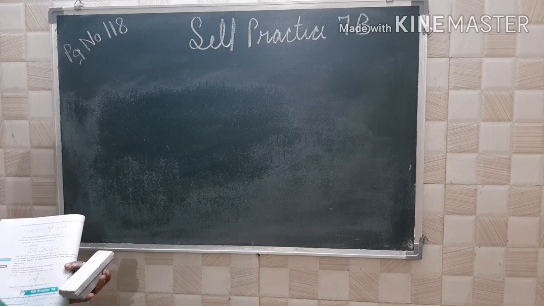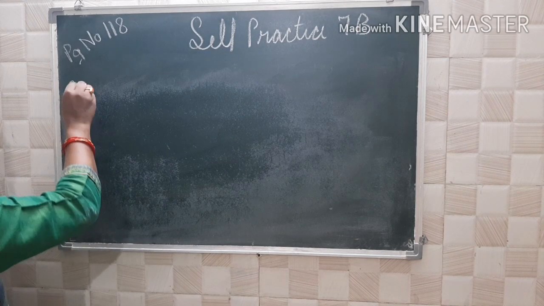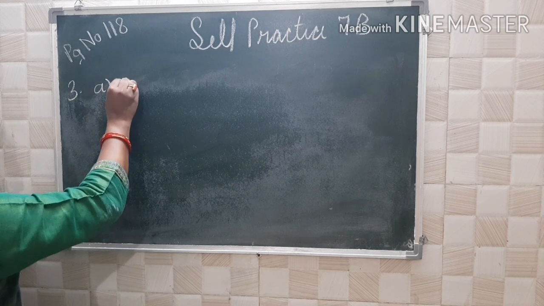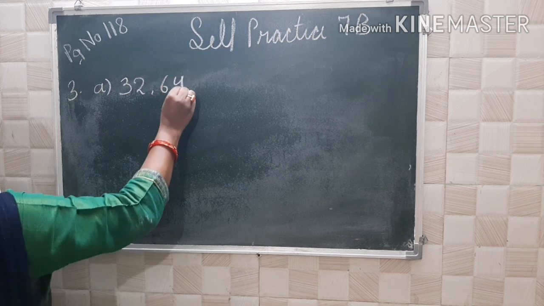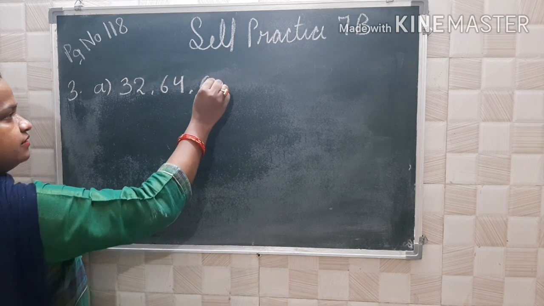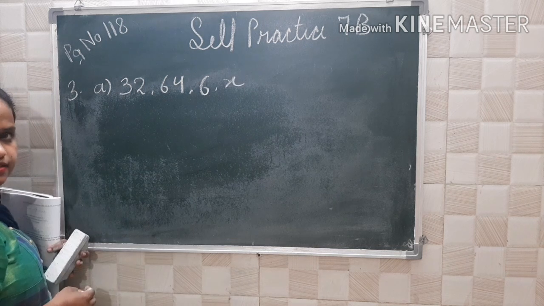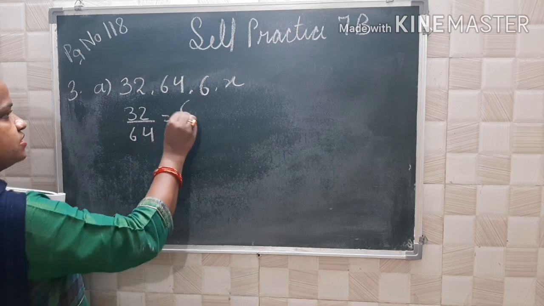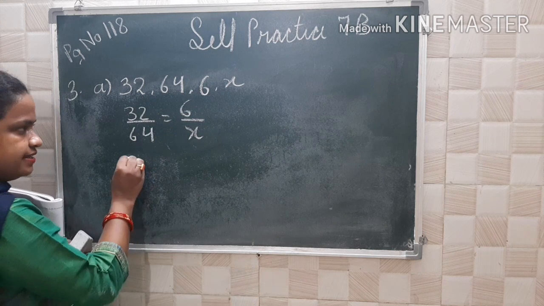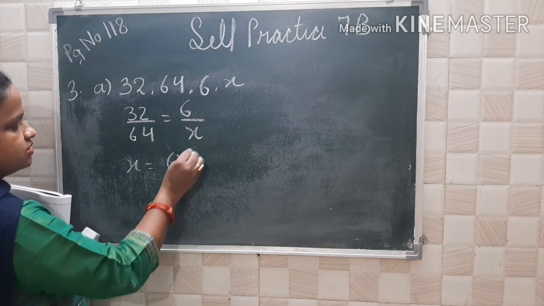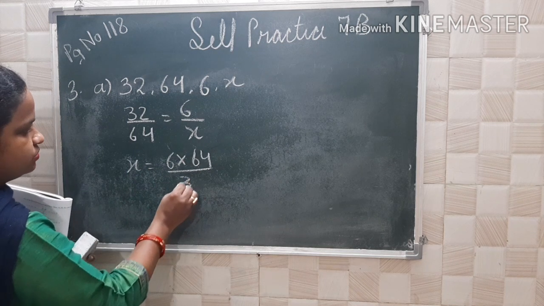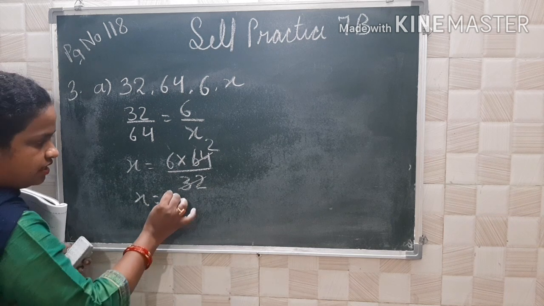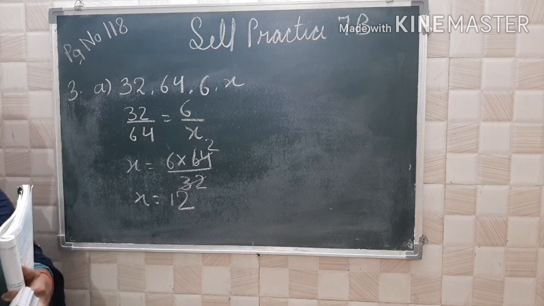Now see the question number 3. Find the fourth proportional to. So, fourth proportional means the fourth one is not given. 32, 64 and 6. Here the fourth one I am taking as x. Okay. So 32 upon 64 is equal to 6 upon x. So what will be x here equal to? 6 into 64 upon 32. 32 2s are 64. 6 2s are 12. So what is the value of x here?